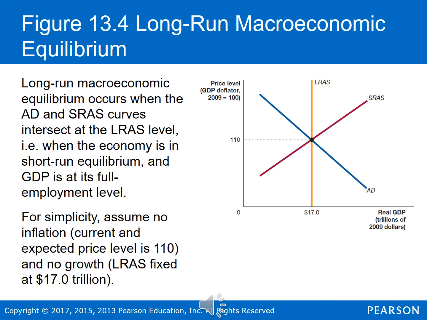On the right side of this slide, you see a figure showing the economy in the long-run macroeconomic equilibrium. We have the short-run aggregate supply curve, which is upward sloping, the aggregate demand curve, which is downward sloping, and the long-run aggregate supply curve, which is a vertical line. In the long-run macroeconomic equilibrium, all three of these curves intersect at the equilibrium point. This is when the economy is in short-run equilibrium and GDP is at its full employment level.